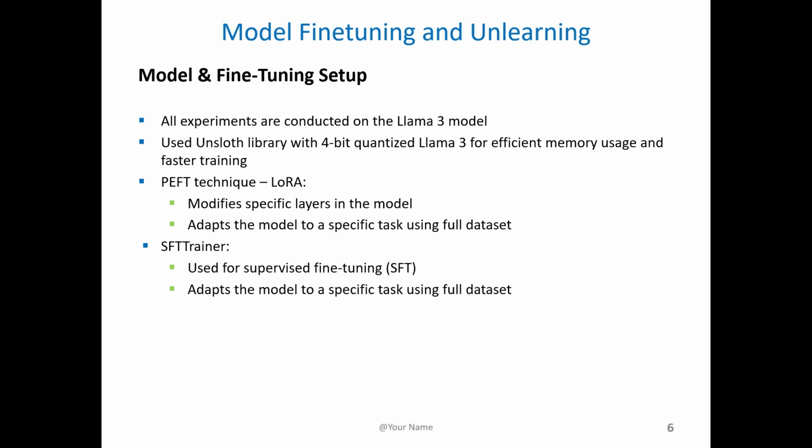Then the SFT trainer, which is a supervised fine tuning trainer, is used, and it adapts to the specific task for the full dataset. Now this has a lot of parameters before going for the final training process. We need to set all of them, and for this whole process, mostly the parameters are the same except the dataset name, and for unlearning the number of epochs is reduced, otherwise the rest of the parameters are the same.